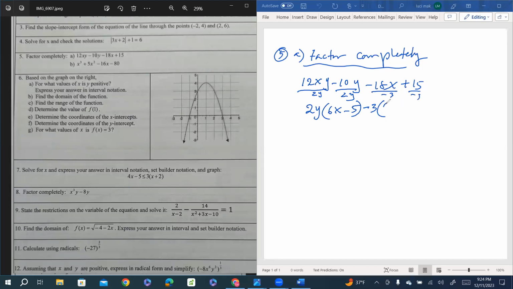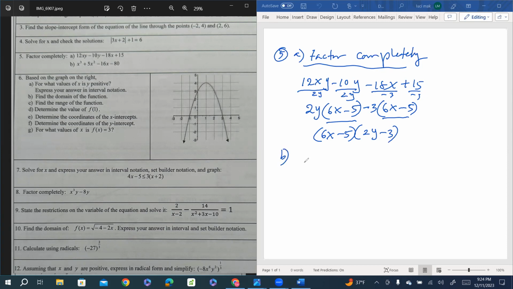So we get 6x minus another 5. So now you can see 6x minus 5, 6x minus 5 is common. Factor that out. 6x minus 5 comes out times 2y minus 3. So that's the final factoring. 6x minus 5 times 2y minus 3 is perfect.